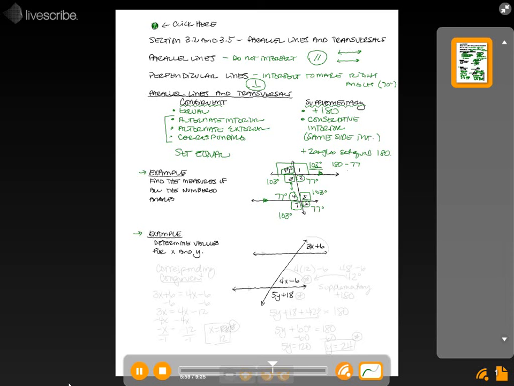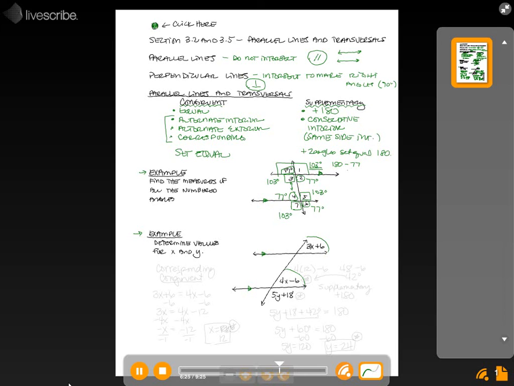Let's look at our second example here. It says determine the values for x and y. Let's mark those congruent. They should be marked already. I guess I forgot to do that. So let's mark those congruent. We got to figure out the variables x and y in our picture. So what we should do is look at ones that have the same variables. Well, this angle here and this angle here, they have the same variables. And we got to figure out the relationship between those two angles.